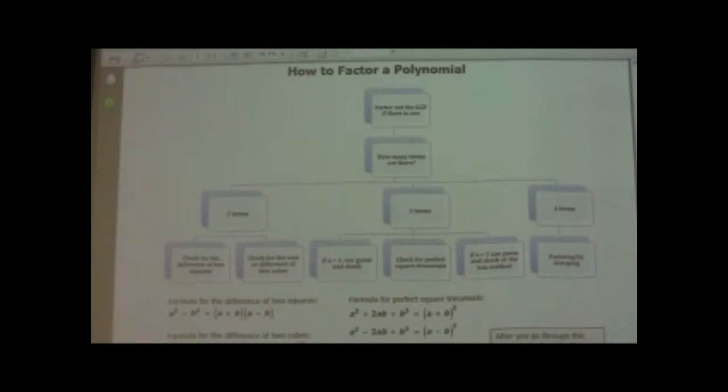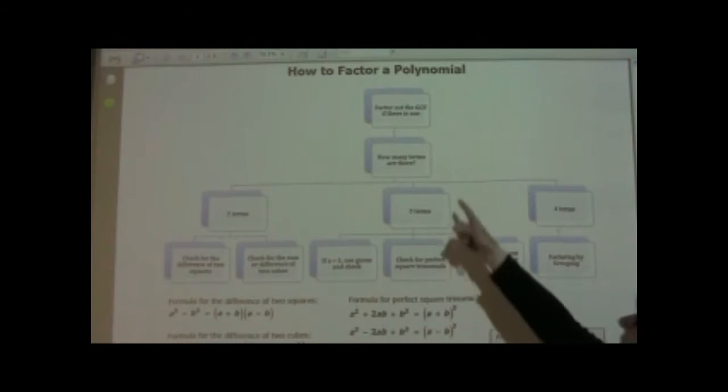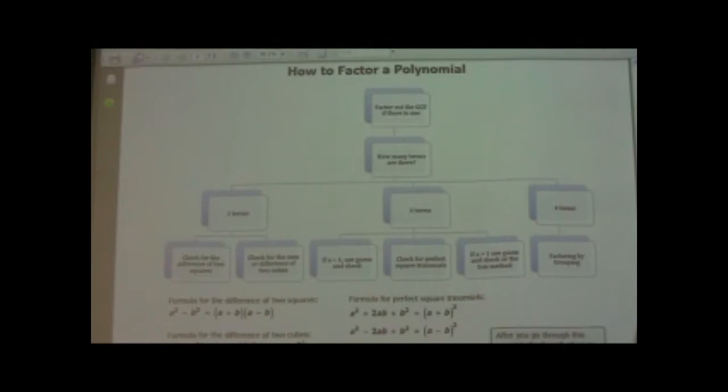If you follow this process, it will make it easier to figure out what method to use so that you get the correct factors. Because we need to factor in order to do other things in algebra, and so it's important that we factor correctly. So first of all, in how to factor a polynomial, the very first thing that we want to do is factor out the greatest common factor if there is one.